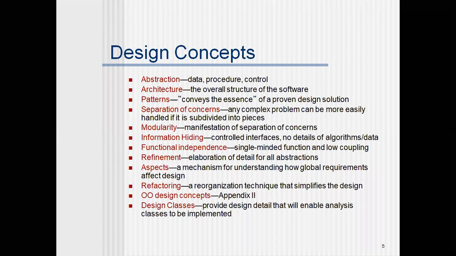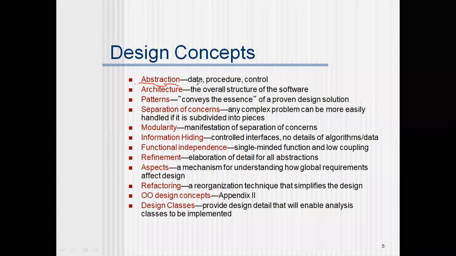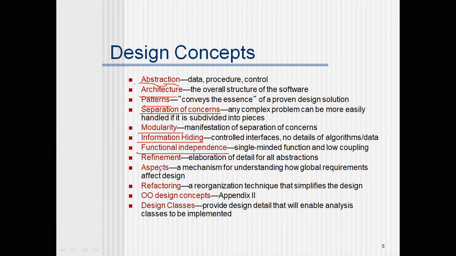to reach design modularity or the design concept properly, we have some concepts which we need to remember. What are those? The first one is abstraction. Abstraction may be data abstraction, procedural abstraction or control abstraction. Here again we have three kinds of abstraction, while providing a modular solution for any problem. The second one is architecture, then patterns, separation of concerns, modularity and information hiding, functional independence, refinement, aspects, refactoring, object oriented design concepts, and design classes.